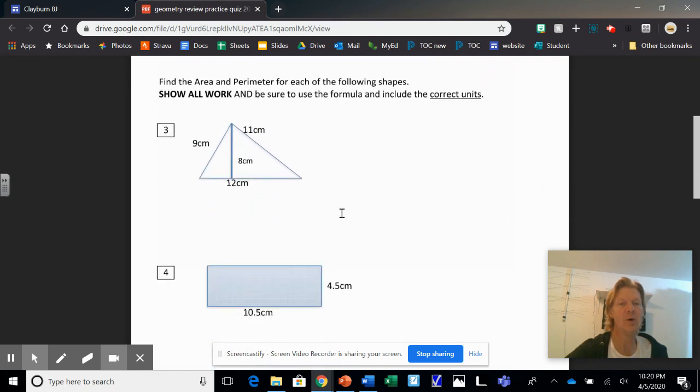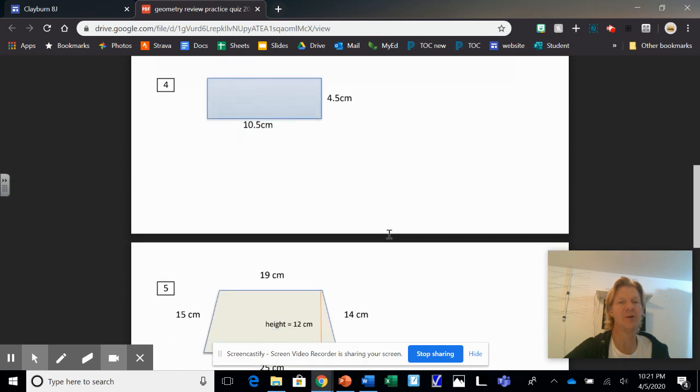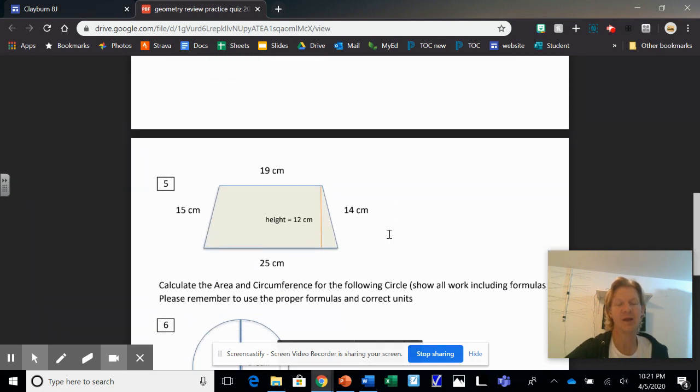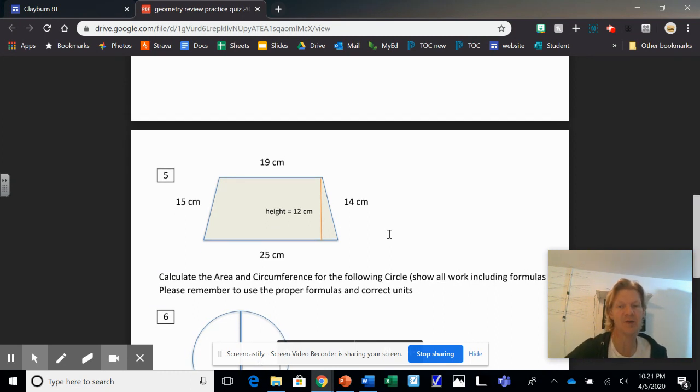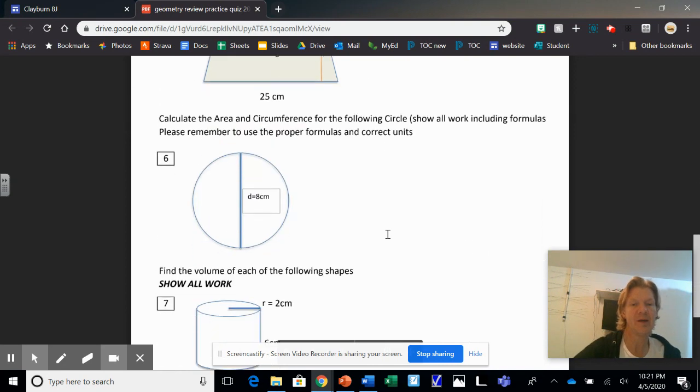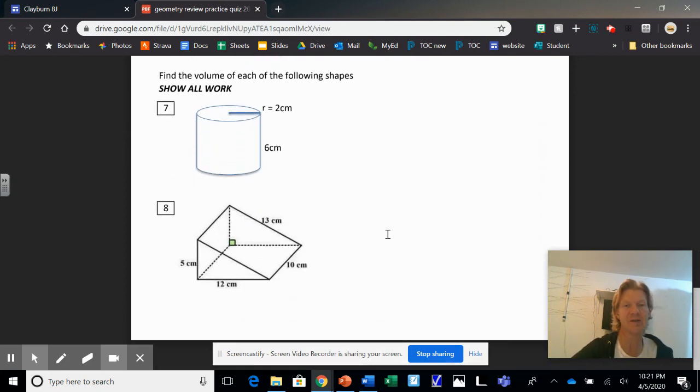And then you need to know how to do the area of two-dimensional objects before you can do the volume of cylinders and triangular prisms and rectangular, any kind of prisms. So we have to get this stuff done first. The trapezoid is the weirdo, remember? And then we have a circle and then a couple of volume questions here.